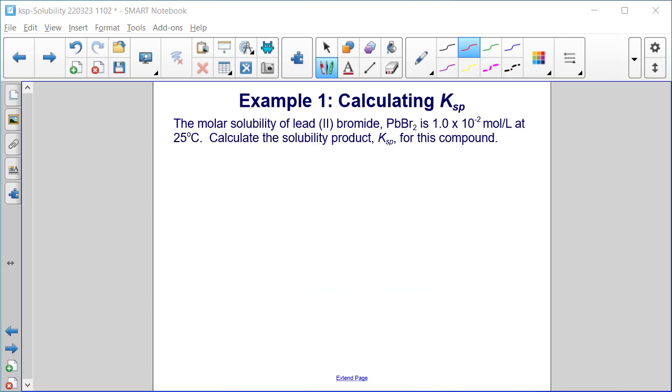Example 1, calculating KSP. The molar solubility of lead 2 bromide, PbBr2, is 1.0 times 10 to the minus 2 moles per liter at 25 degrees Celsius. Calculate the solubility product, KSP, for this compound.